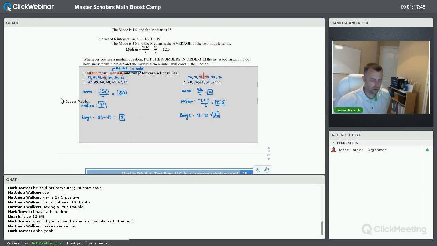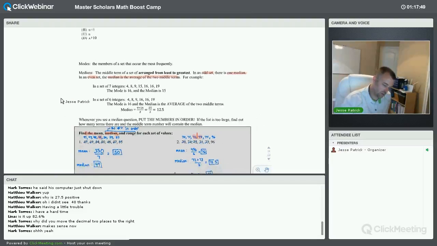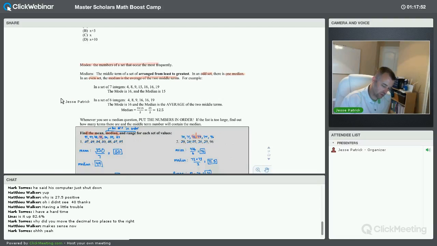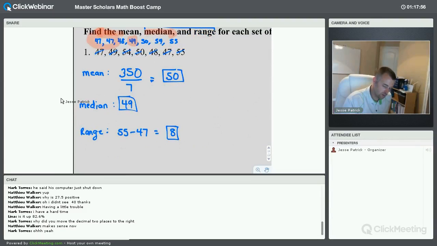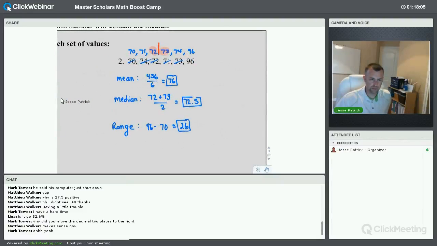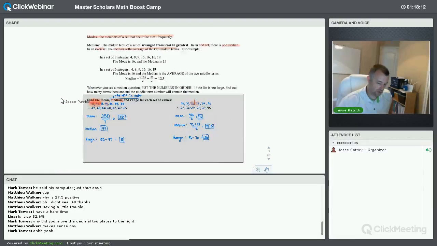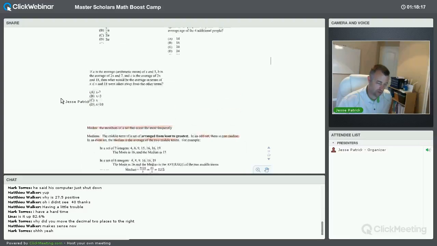I didn't really mention mode. I put it up here. You'll see it in the notes. Modes are just going to be the members of a set that occur the most. So for instance, 47 would be the mode in this set, whereas over here I wouldn't have a mode because they all occur the same amount. But if one number occurs more than the other, you have a mode. They're pretty easy to find for the most part. They don't really test them. I put it in there again just in case, but they're not really tested too much.